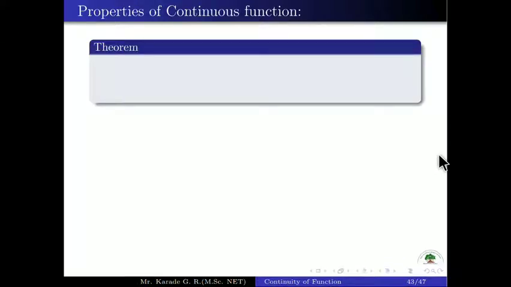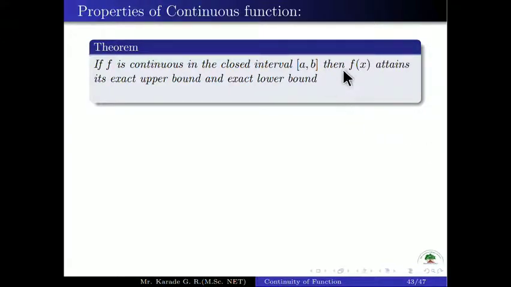Let us go to the next theorem. If f is continuous in the closed interval [a, b], then f(x) attains its exact upper bound and exact lower bound at least once in the closed interval [a, b].